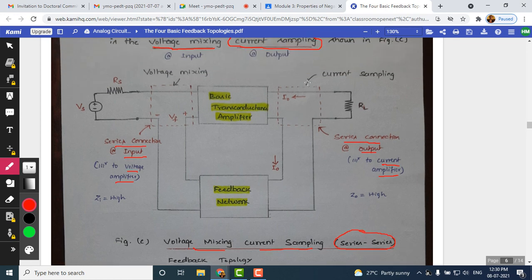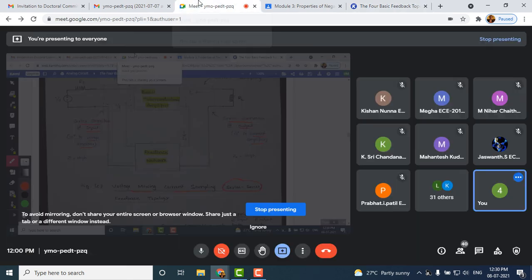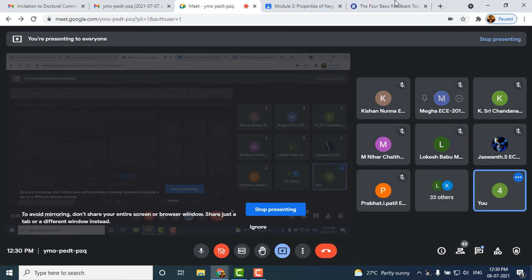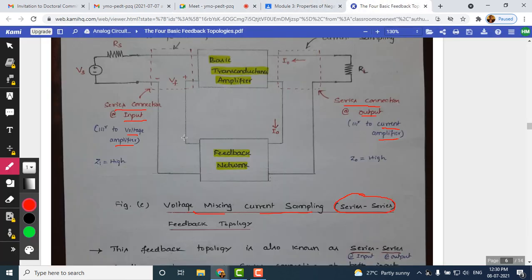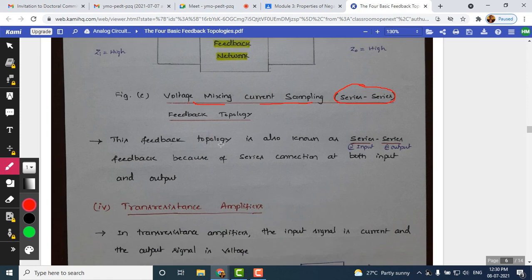Okay, and input is going to be the voltage signal, so here we need to mix with the input voltage signal. So we are going to do the voltage mixing here. Voltage mixing is done in a series fashion. Okay. Any questions or any doubts are there? I hope you are clear with the transconductance amplifier.